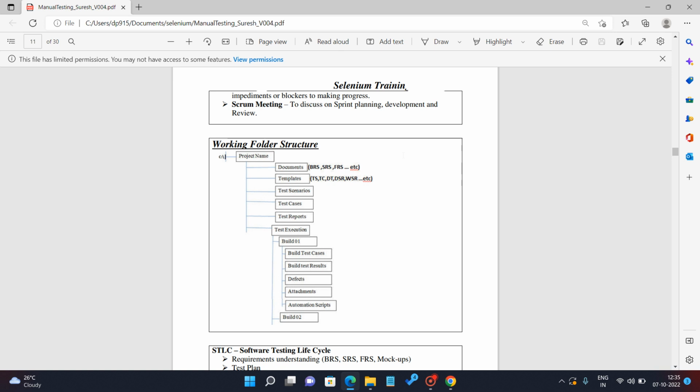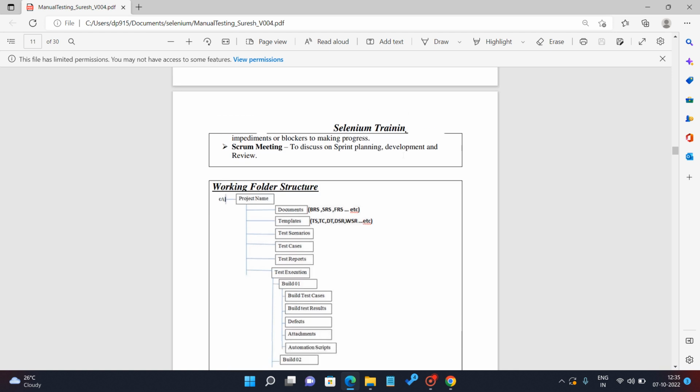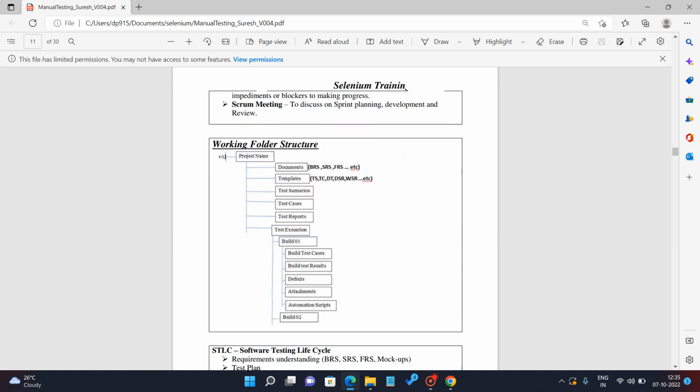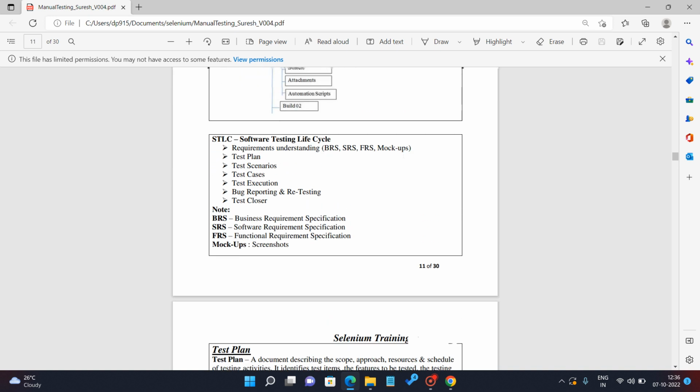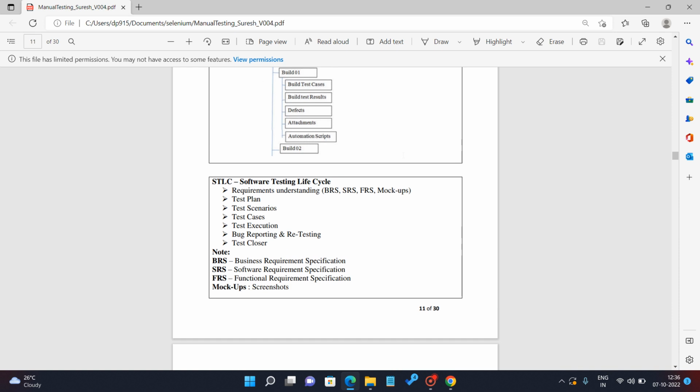Scrum meetings are called scrum meetings to discuss sprint planning, development, and reviews. These are SDLC models. The next topic is the software testing life cycle, and we will discuss it in depth.